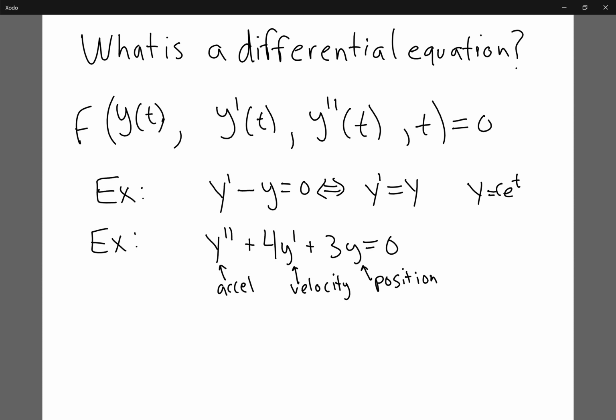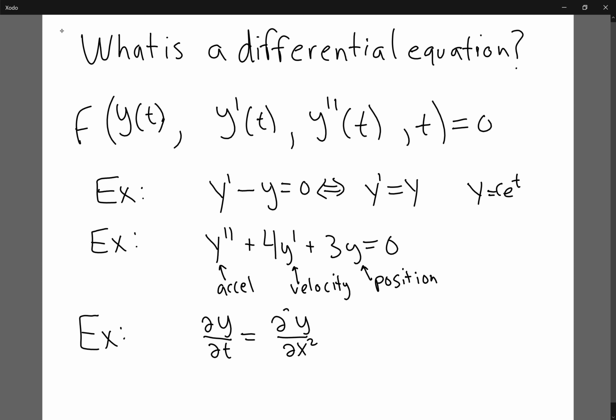All right, the last type of differential equation that you may come across in this class is going to look a little different, because instead of having regular derivatives, we're going to have partial derivatives. So in this case, y is a function not just of t, but of t and x.